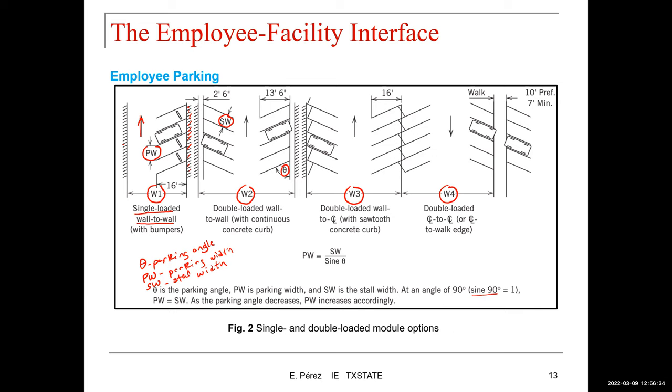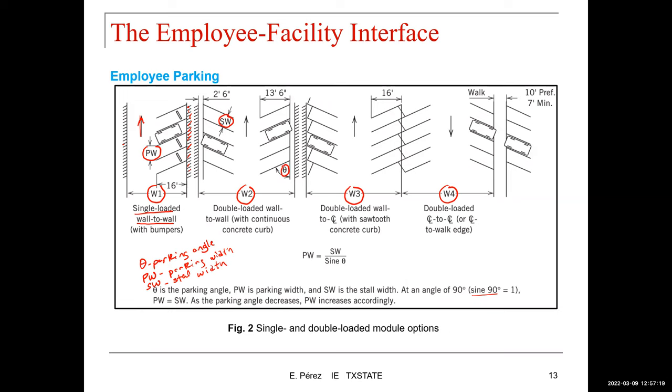Double loaded wall to wall. So here we have this side with the wall, and then here you see that you are saving some space, right? So you don't have the concrete curb here anymore. So you have only parking spaces. That's what this is called, wall to CL. And then here is the same configuration, but here we have CL to CL. No concrete curb and so on. So these are the possible configurations, W1, W2, W3, W4.